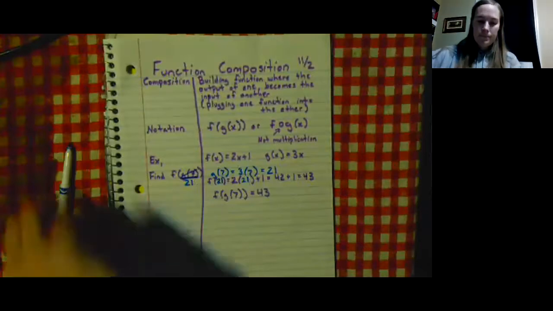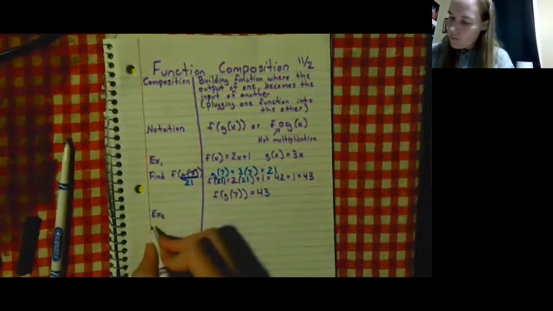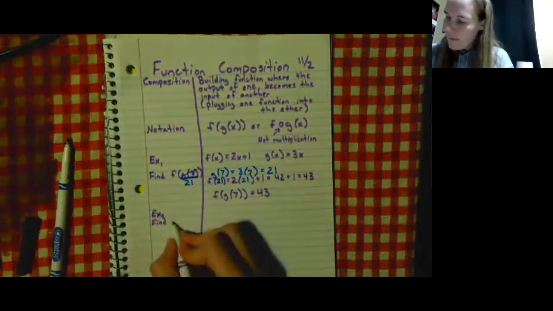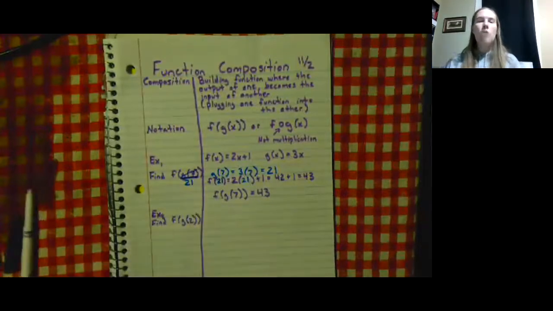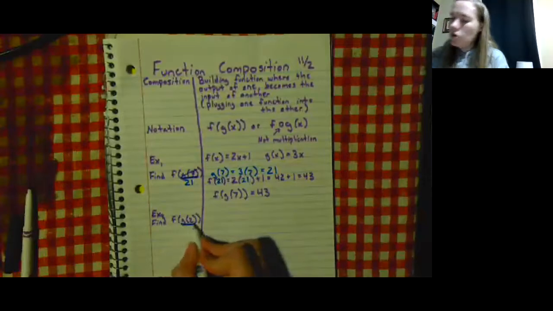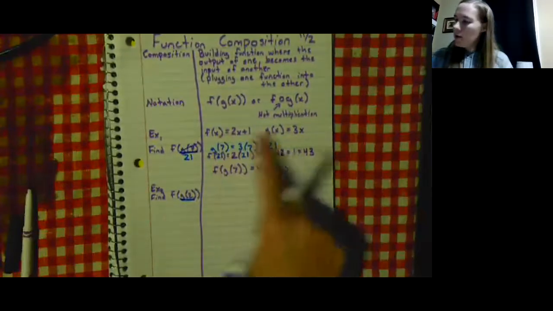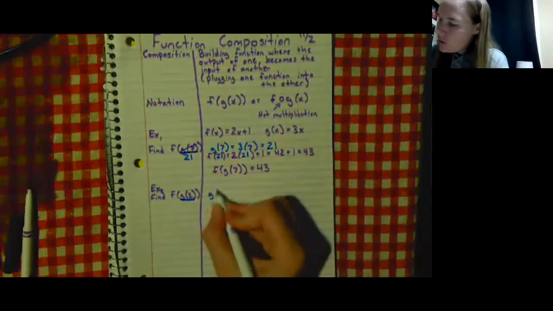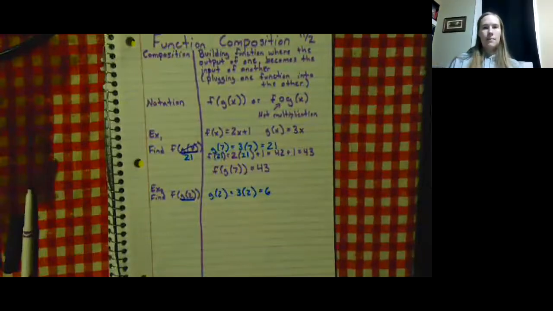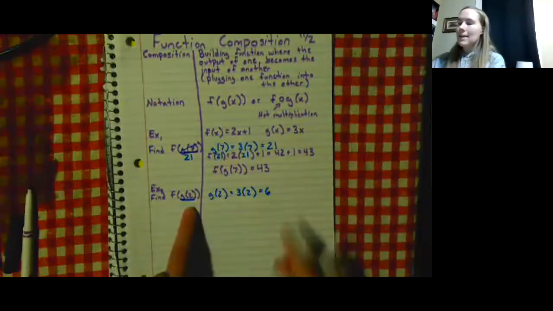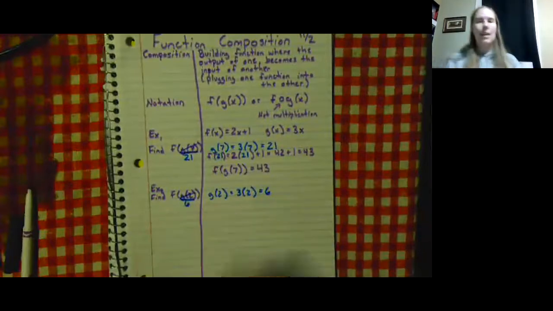Let's try another one. So our second example. Let's say we're going to find f of g of 2. So we want to start inside. Our inside is this g of 2. So I go to my g right there. So g of 2 equals 3 times 2, which is 6. I now replace this. So g of 2 equals 6. So I can write 6 instead of that g of 2.